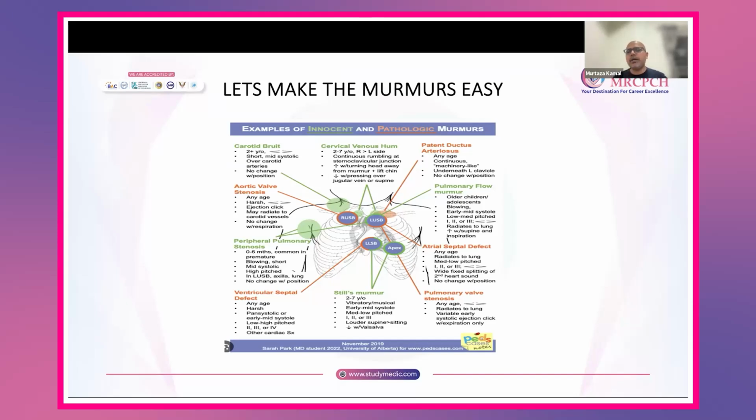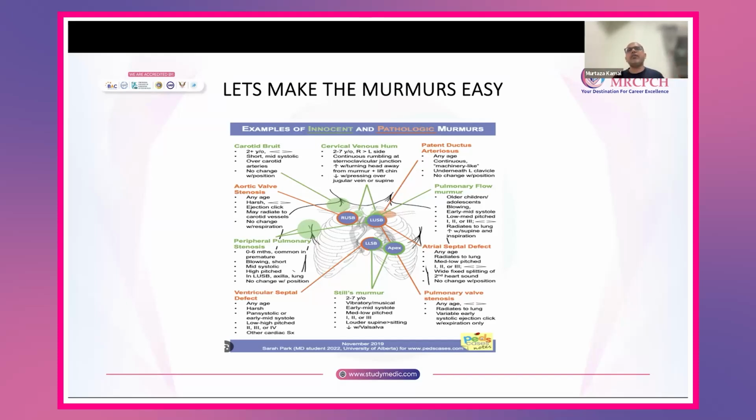So systolic murmurs, diastolic murmurs, continuous murmurs. Systolic murmurs below the nipple are only pansystolic murmurs: MR, TR, and VSD. Systolic murmurs above the nipple are only ejection systolic murmurs, AS and PS. That's it. Come to the diastolic murmurs. Below the nipple is the mid-diastolic murmur of MS and the mid-diastolic murmur of TS. Above the nipple is the pulmonary regurgitation and the aortic regurgitation.